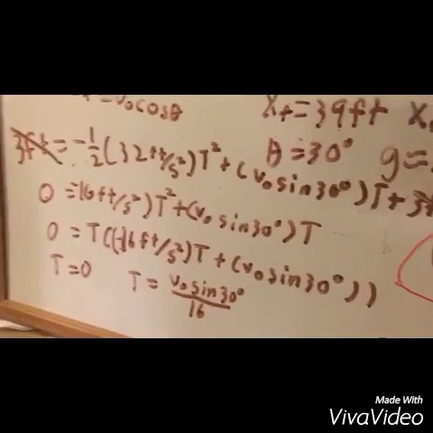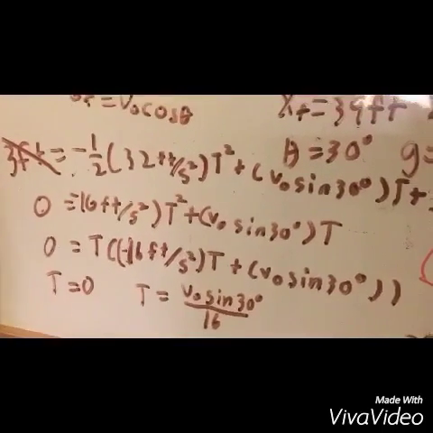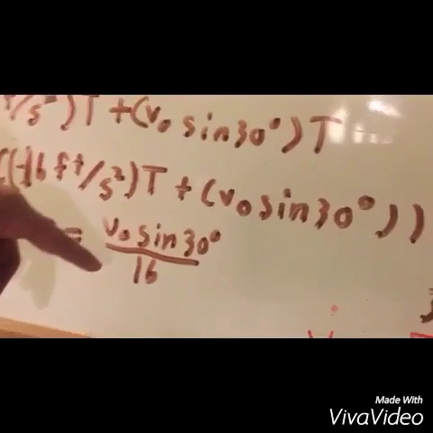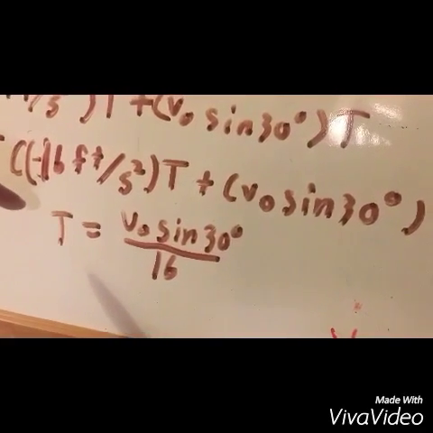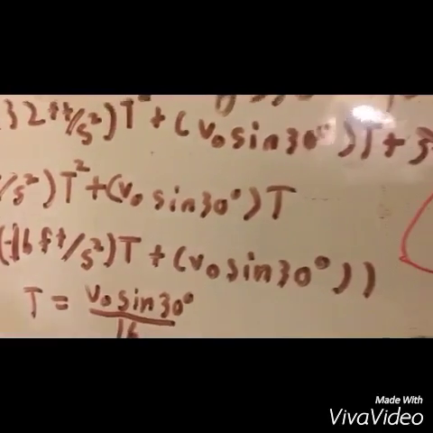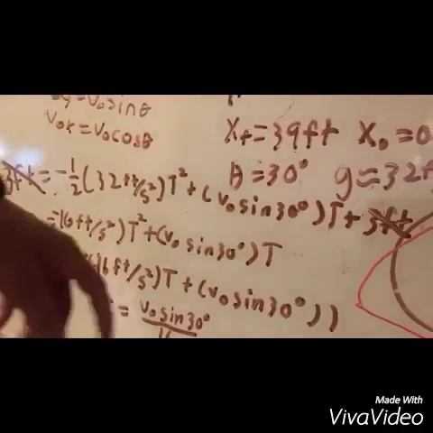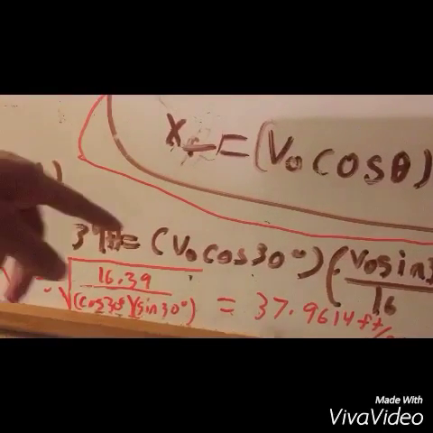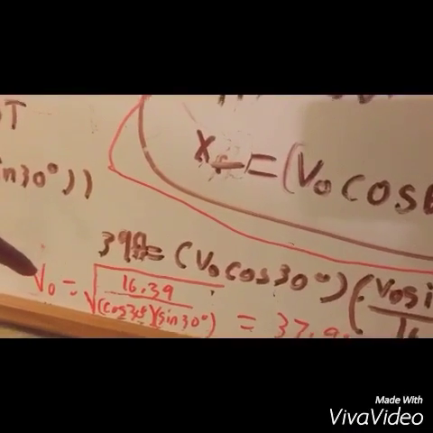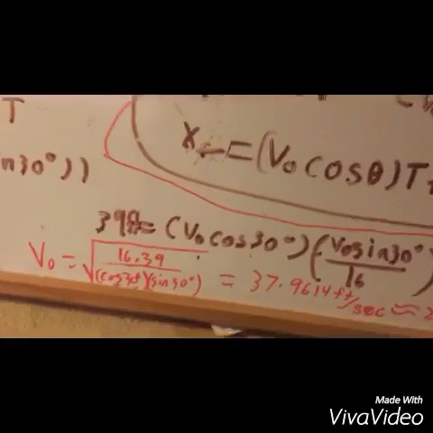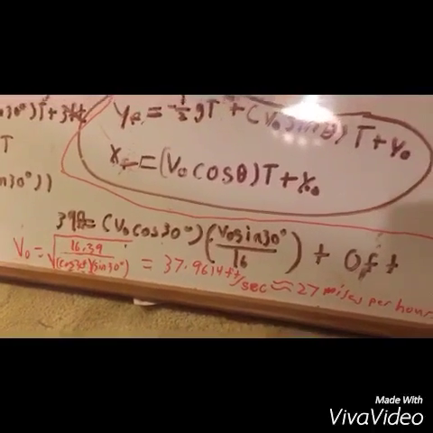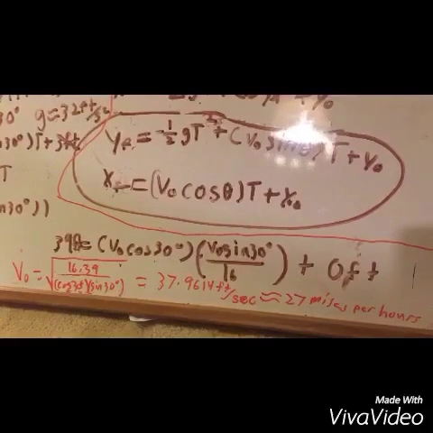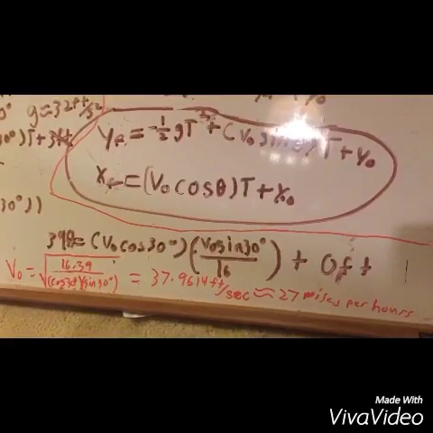So plugging the numbers into the equation, we get that time is equal to v sub 0 sine of 30 degrees divided by 16. And we plug time into the x equation. So we plug that in for time, and we get that the initial velocity you have to hit the ball is 37.9614 feet per second, or approximately 27 miles per hour.